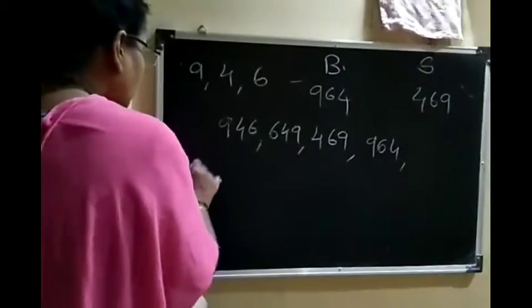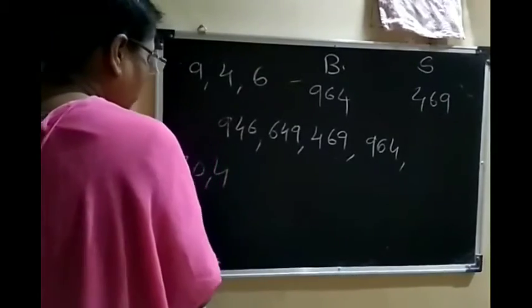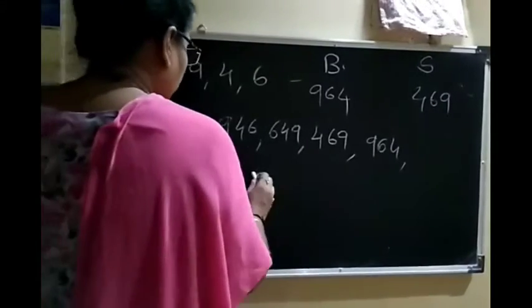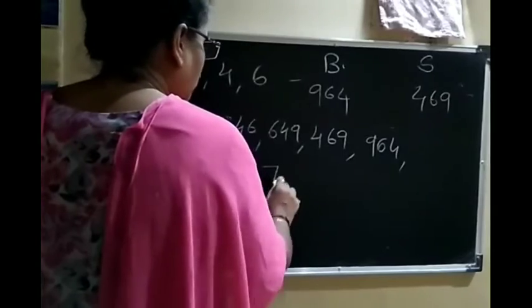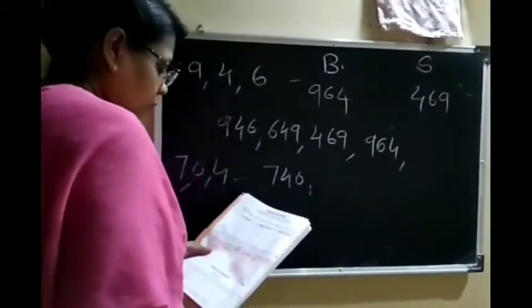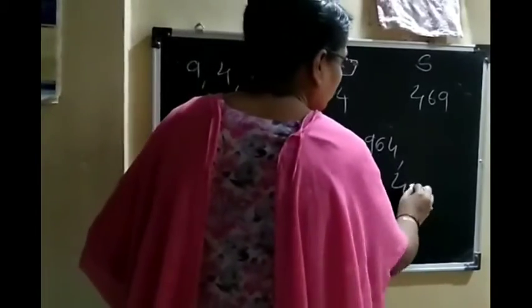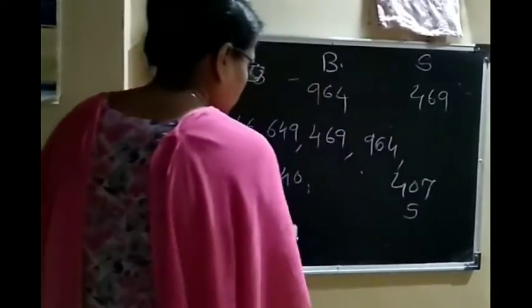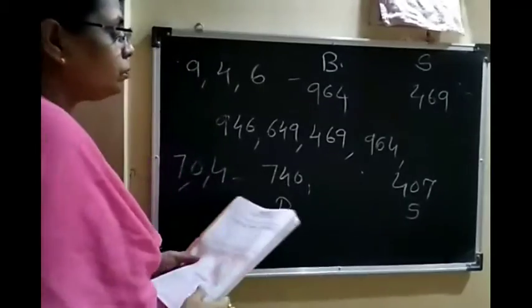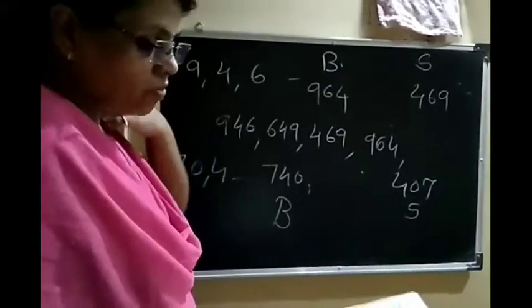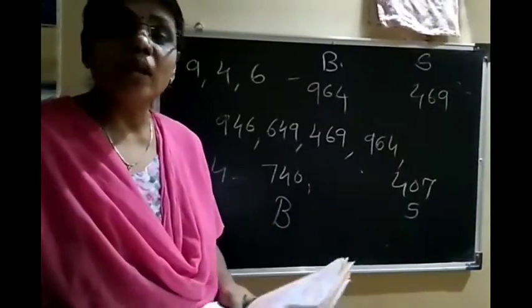The next is 704. Then the biggest number we can make is 740 and the smallest is 407. This is smallest, this is biggest. In this way the remaining two sums you can do as homework.